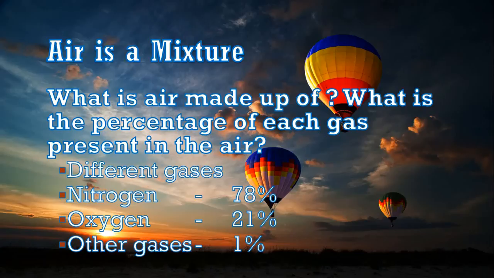Okay? Air is a mixture of different gases. Nearly 3/4, that is 78% of the air is made up of nitrogen gas. About 1/5, that is 21% of the air is made up of oxygen. Carbon dioxide, water vapor and other gases make up the rest 1% of the air.